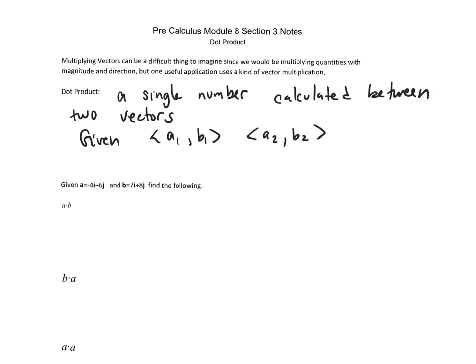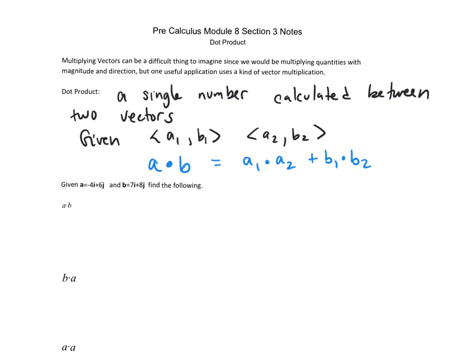So we have an A and a B for the first vector and an A and a B for the second vector. Then the dot product, the single number, we usually write it as A dot B, and it is simply A1 times A2 plus B1 times B2. So all we're really going to do is multiply the x components, multiply the y components, and add those together.